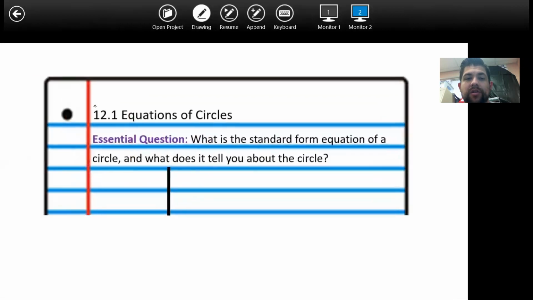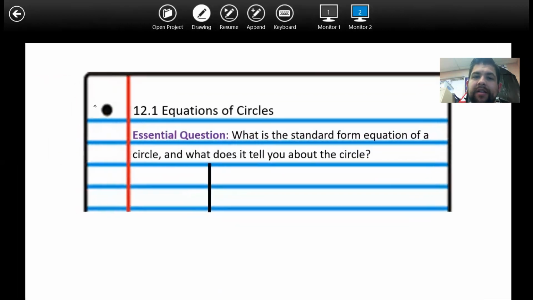We are doing circles now, and you guys have this handout in front of you. You have 12.1 equations of circles. The essential question: what is the standard form of the equation of a circle, and what does it tell you about the circle? I'm going to jump around just because some of these questions are trickier and more difficult.